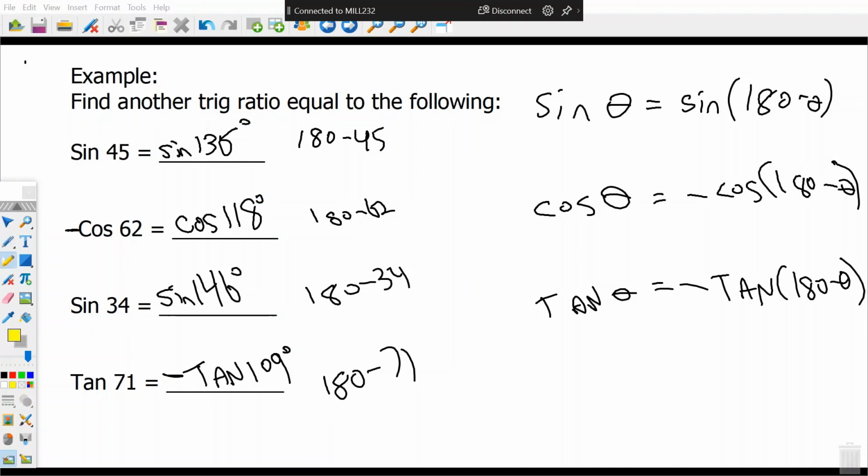So if you have access to these three things, which you will, there should be no issues finding out any of those equal trig ratios. Okay.